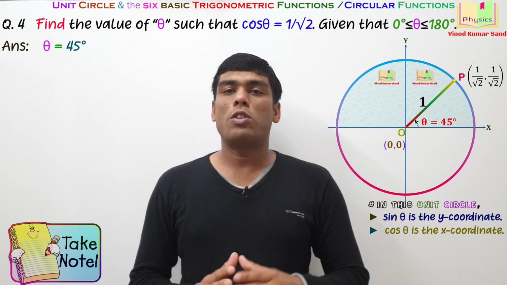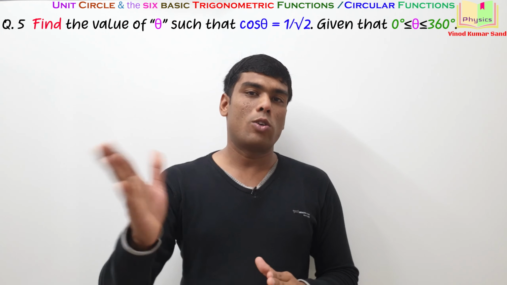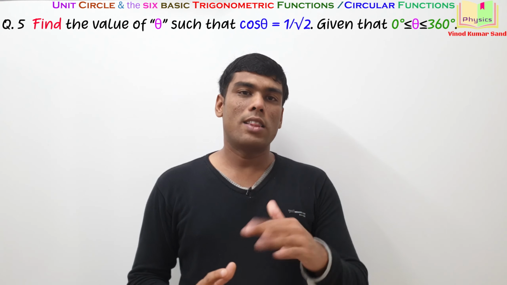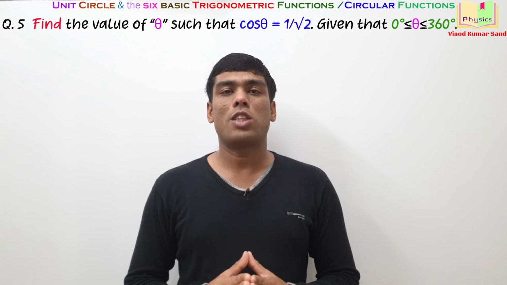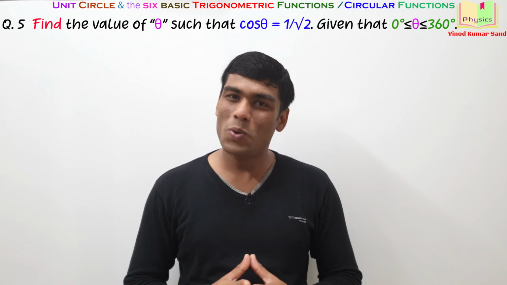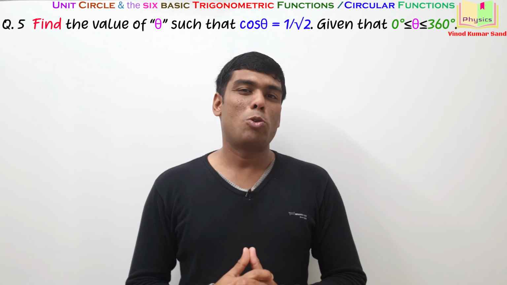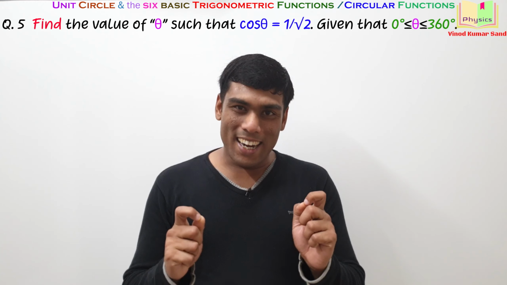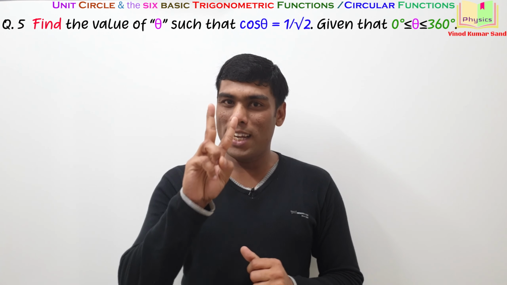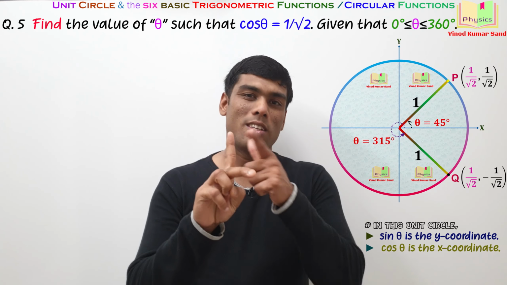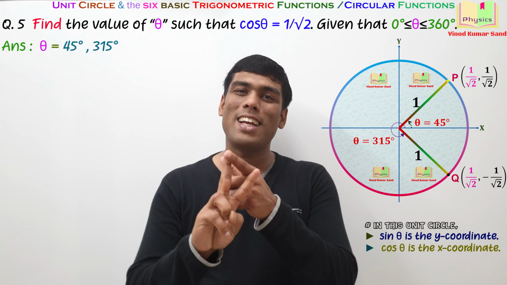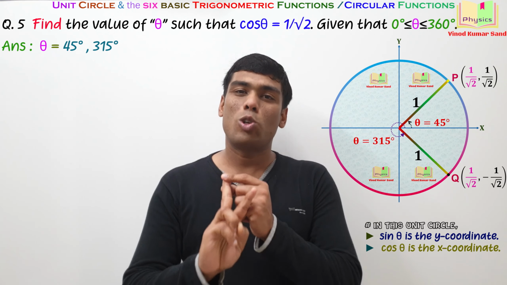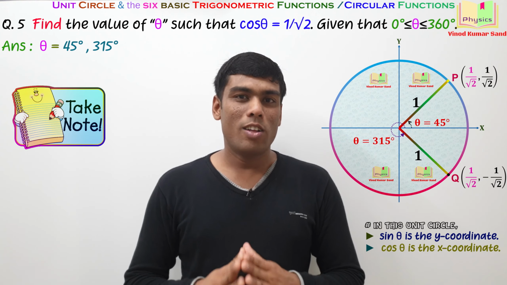Suppose the range of theta is given from 0 degree to 360 degree, and then you need to find the value of theta such that cos theta is equal to 1 by root 2. Now post your answer in the comment box. Correct. This time we will be getting two correct answers. Theta is equal to 45 degree as well as theta is equal to 315 degree.